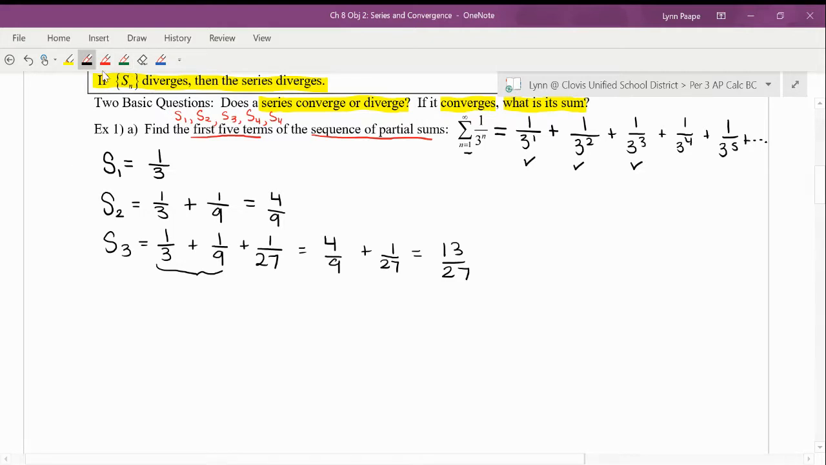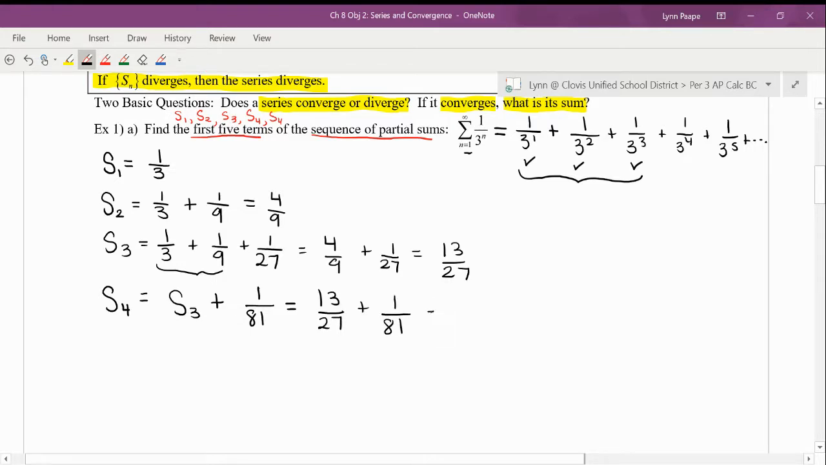Now I'm not done though, right? I've got to find the first 5. S4 is going to be adding up the first 3 terms, which we already did, so that was S3, plus the 4th term, 1 over 3 to the 4th, which is 1 over 81. Remember, S3 equaled 13 over 27 from above, and I add that to 1 over 81. That would be 39 plus 1, so 40 over 81.